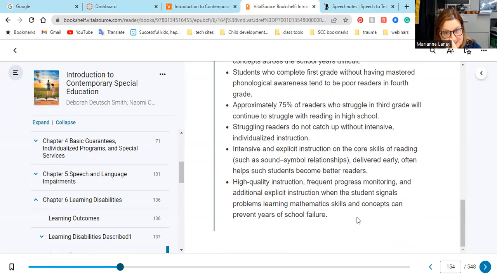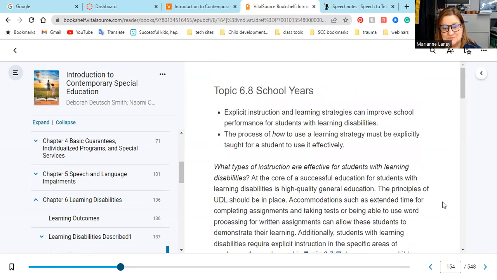High quality instruction, good teachers, people who are on it, parents who see it, parents who work with the teachers, parents who are involved, can prevent years of school failure. Yeah, it's really frustrating, but we got to be on top of it early.